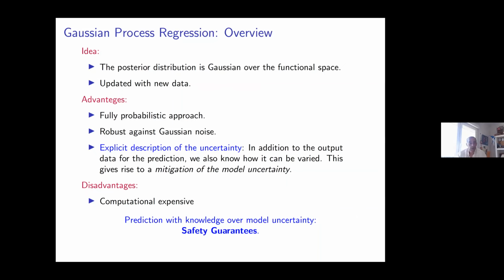The advantage of this is that, as I commented before, the posterior distribution is Gaussian over the space of functions, and we can update the posterior distribution with the new data by using Bayes' theorem. This gives a probabilistic approach that is robust against Gaussian noise and gives an explicit description of the uncertainty of the system. The disadvantage is that it's computationally expensive, and I will hurry because I have 4 minutes.